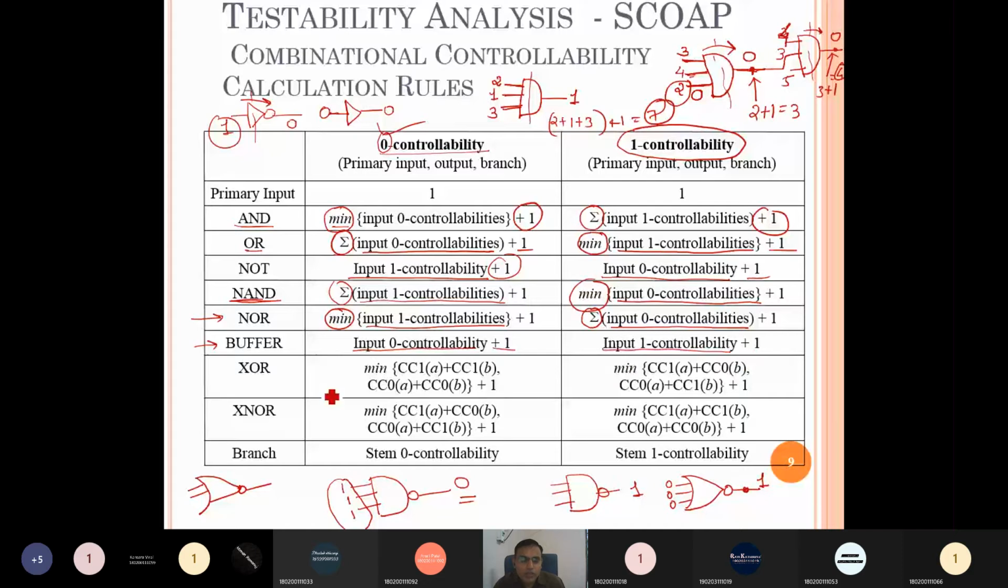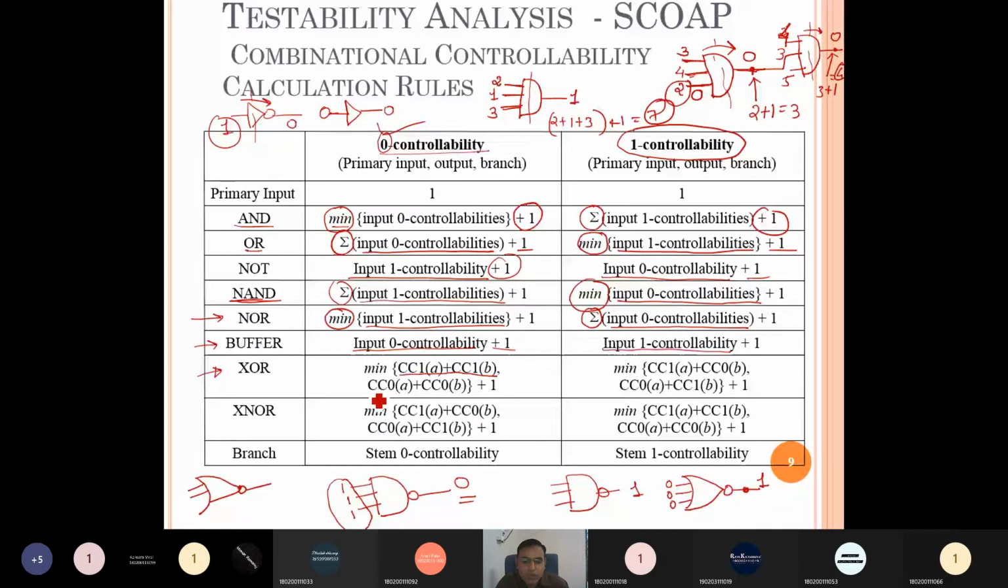Now for the XOR gate, when will we get the XOR gate output equal to 0? Both 0 or 1. Yes. So in two conditions we get the XOR output equal to 0: either both the inputs are 1, meaning CC1 of A and CC1 of B, or both the inputs are 0, meaning CC0 of A and CC0 of B.